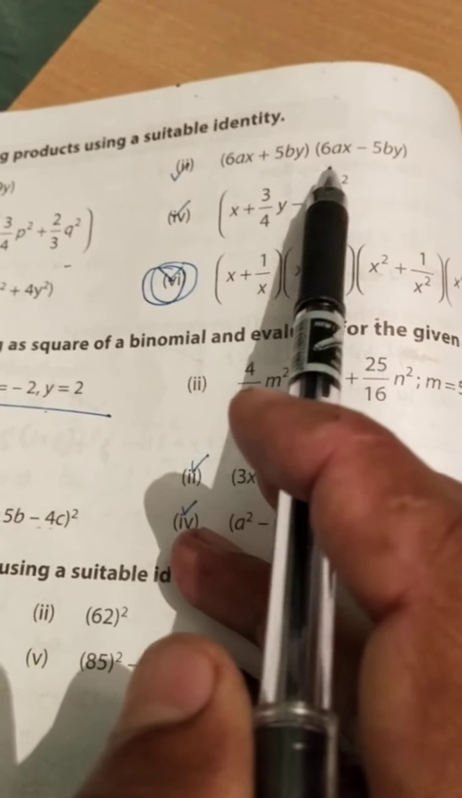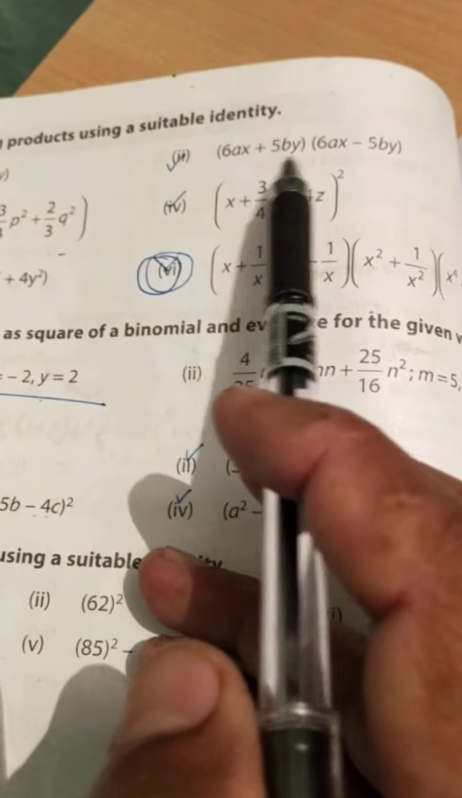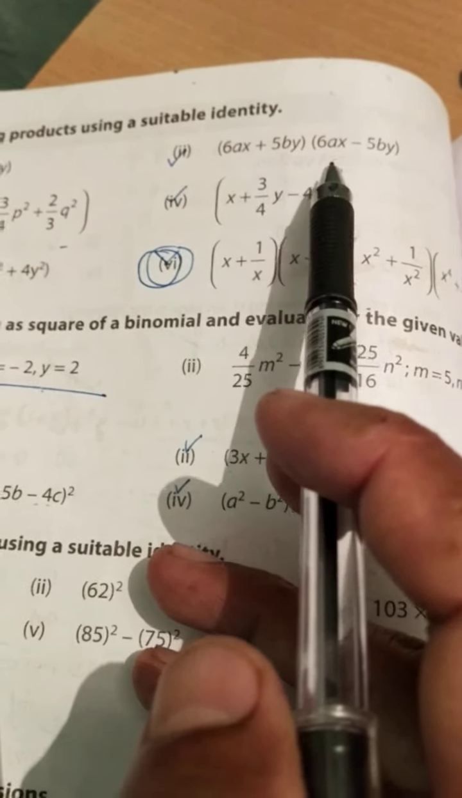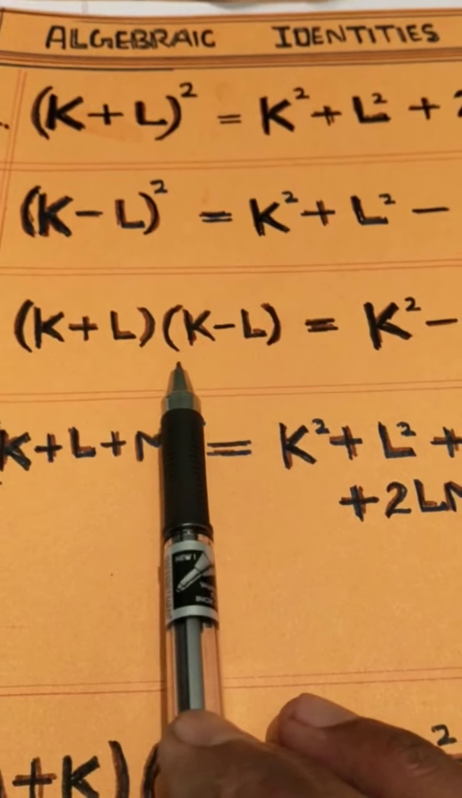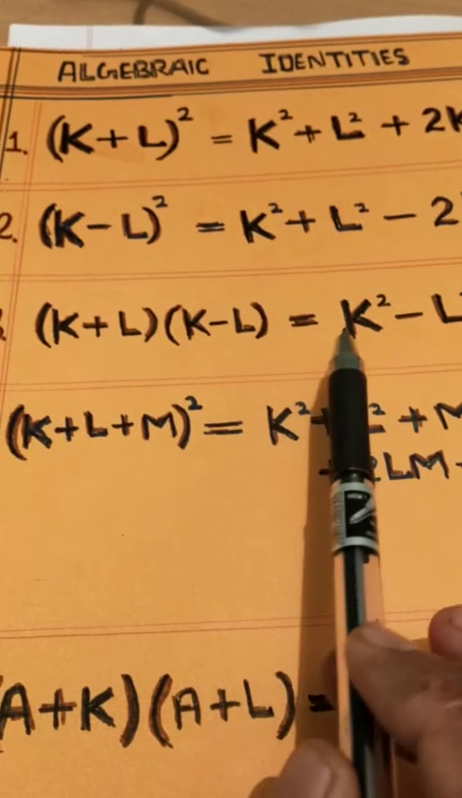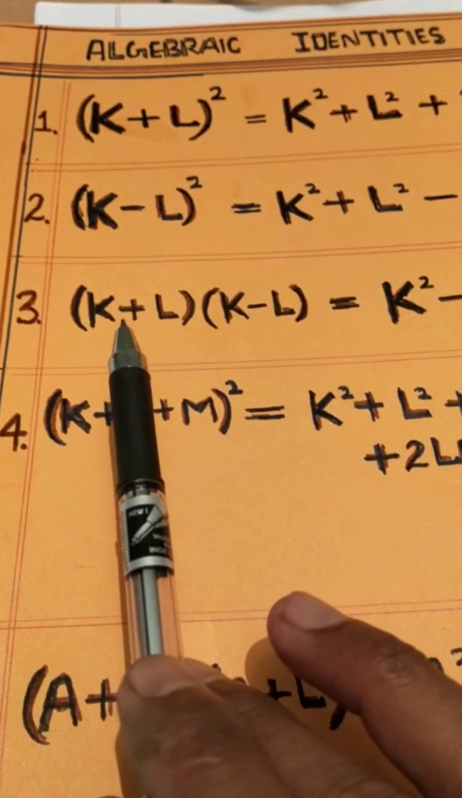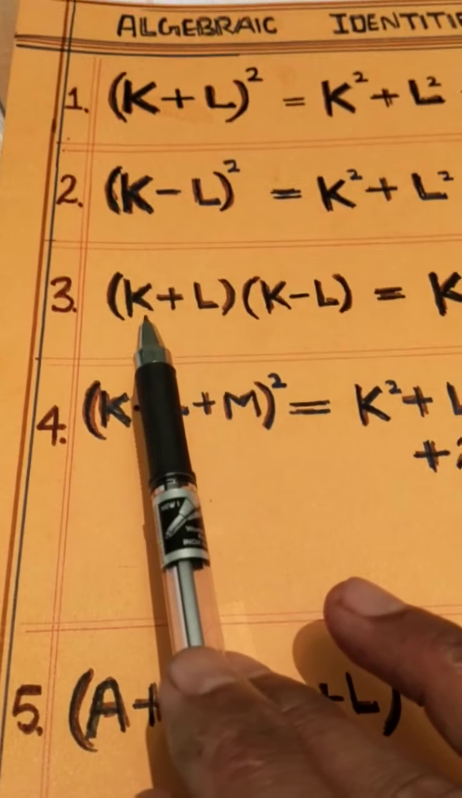6ax plus 5by into 6ax minus 5by. A plus b into a minus b is equal to a square minus b square. You can use third identity: k plus l into k minus l is equal to k square minus l square. Here a is your 6ax plus b is your 5by.